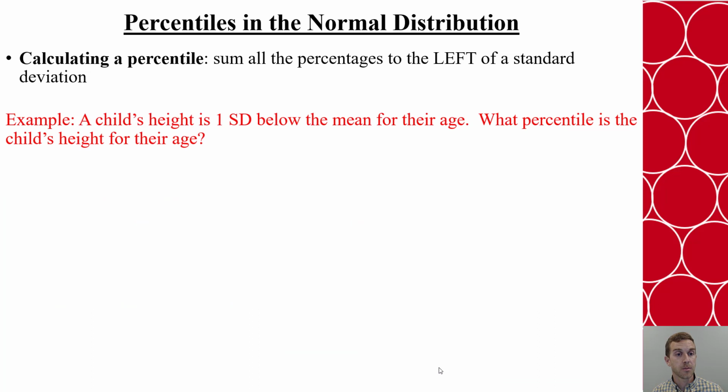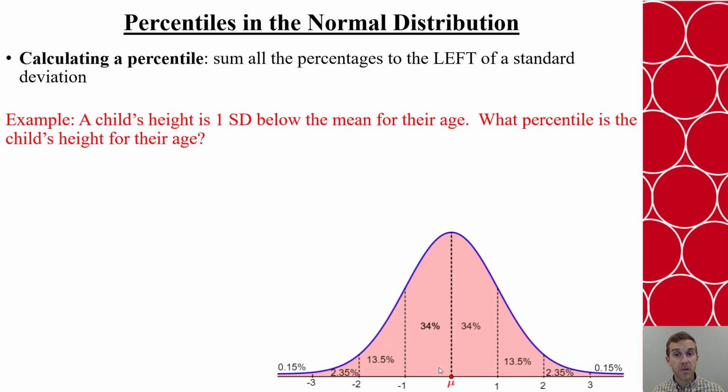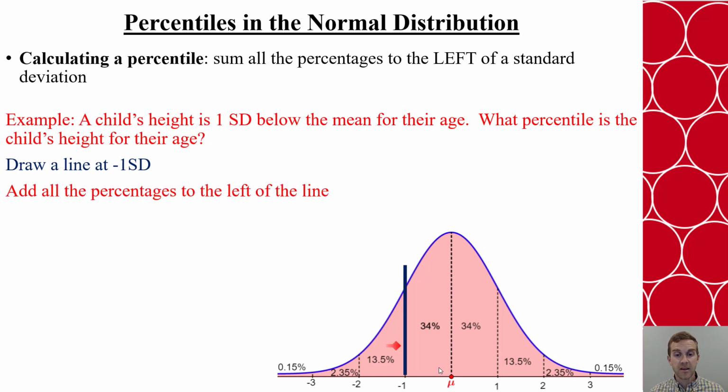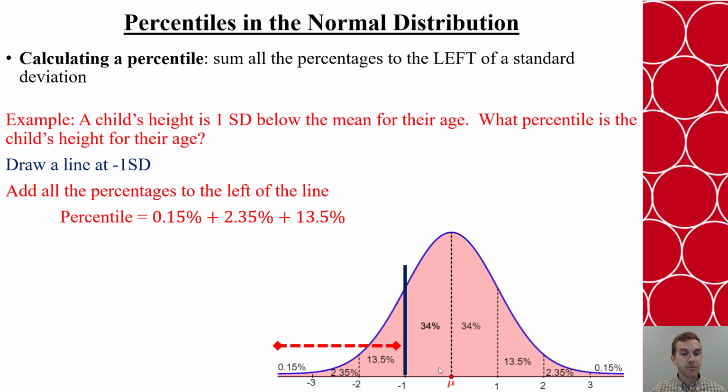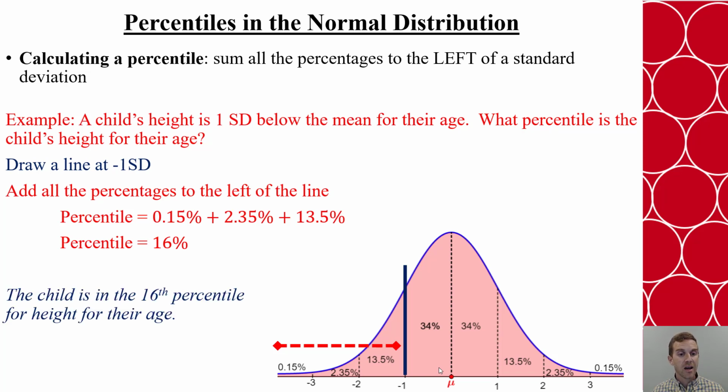Let's look at one other example to help. Say a child's height is 1 standard deviation below the mean for their age. What percentile is the child's height for their age? So again, let's start with the bell curve and the percentages. We're going to draw that line at -1 because we're 1 standard deviation below the mean. Then we're going to look at all the values to the left of the line. And we're going to add those 3 values together. So when we add 0.15%, 2 3500ths%, and 13.5%, we're going to get to a total of 16%. That means the child is in the 16th percentile for height for their age.